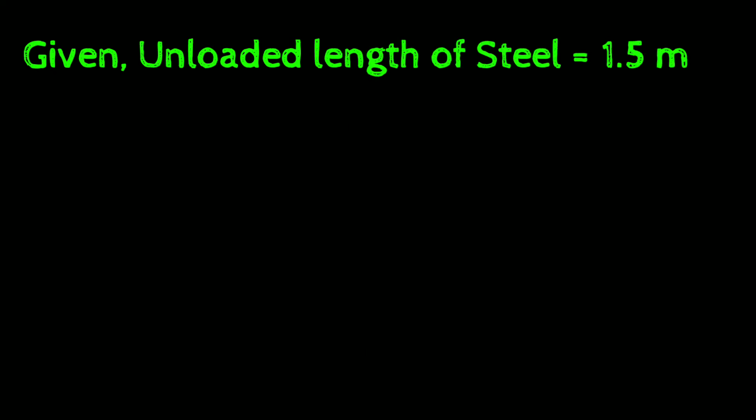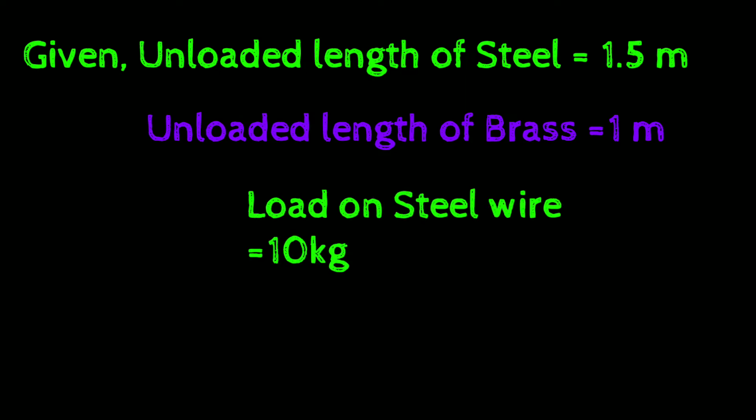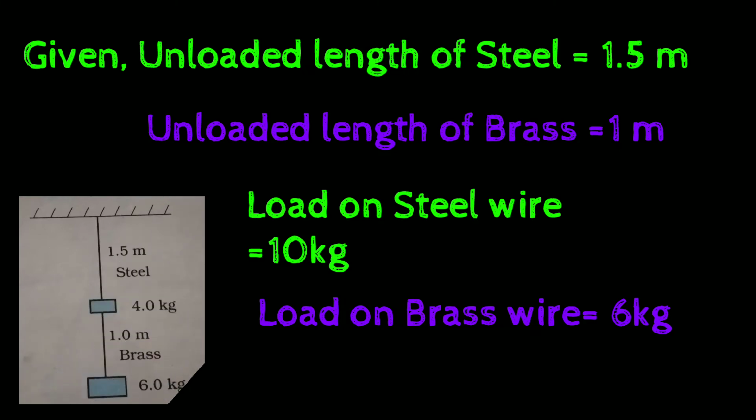Here is the question, and now firstly we will write what is given. Unloaded length of steel equals 1.5 meter, the original length, and original length of brass equals 1 meter, or you can also call it unloaded length. Load on steel wire equals 10 kg and load on brass wire equals 6 kg. How is the load on steel wire 10 kg when in the diagram it's shown as 4 kg? I will tell you when I calculate elongation.